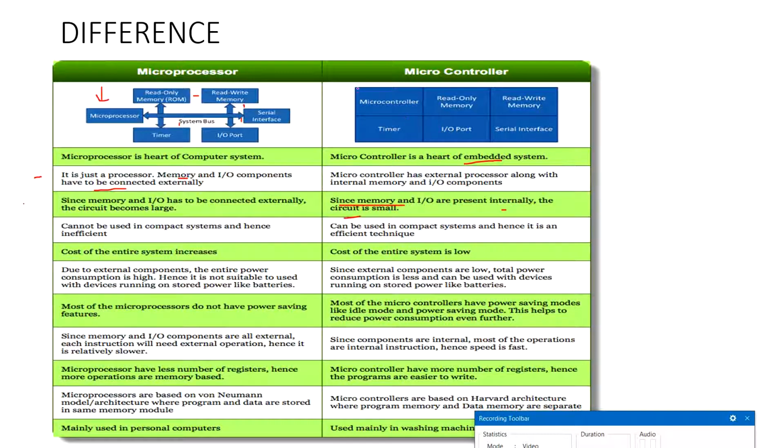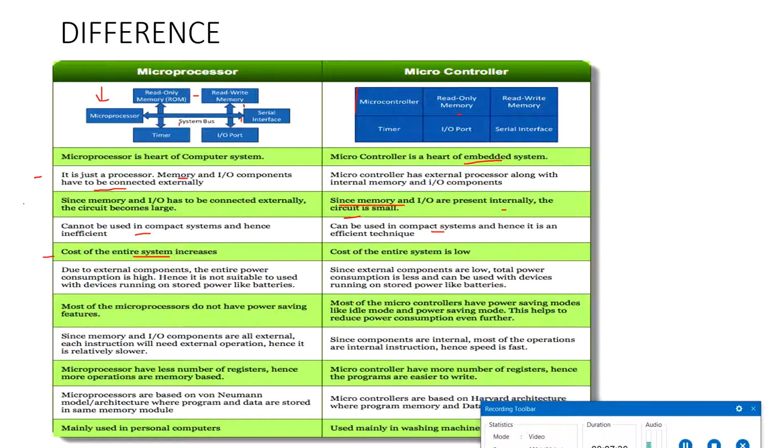Whereas over here, you can see that this is a microcontroller, where RAM, ROM, everything is on a single chip only. The microprocessor cannot be used in a compact system, hence it is inefficient, whereas this is used in compact systems. The cost of the entire system increases. Why? Because you need to buy the RAM separately and the I/O port separately, so the cost of the system increases. Over here, the cost of the entire system is low.